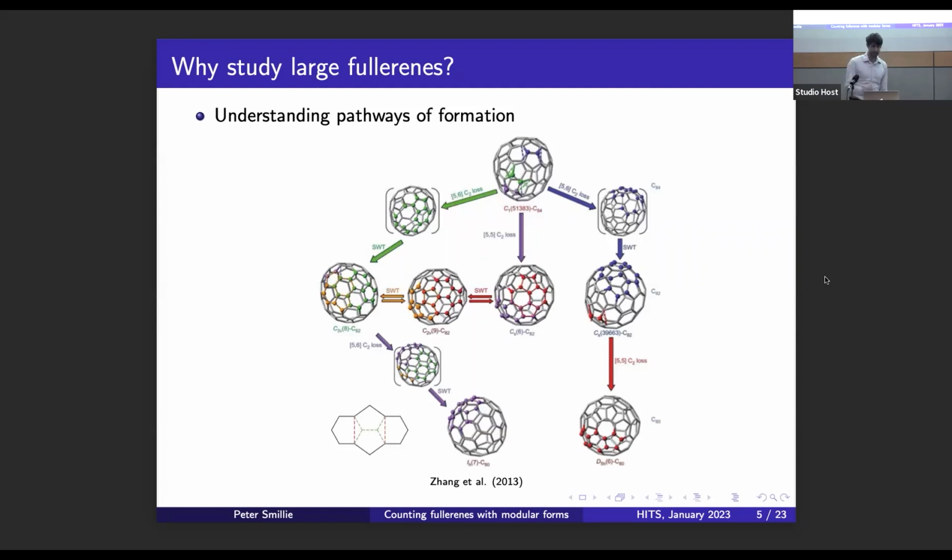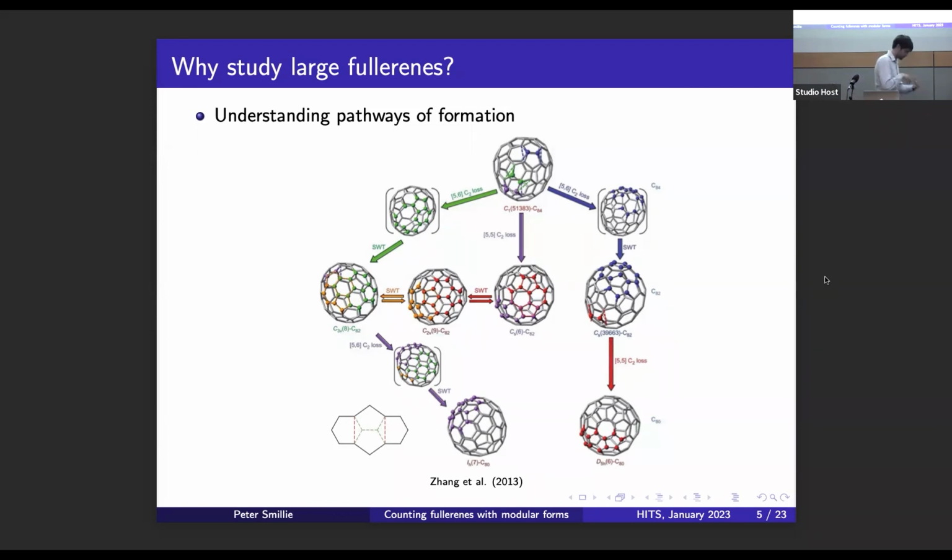Okay, so the first reason is to understand how the small, stable, symmetric ones are produced. And this could be either in outer space or in the lab. My understanding is that there are some pretty fundamental open questions about this.